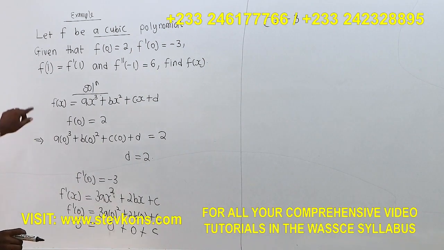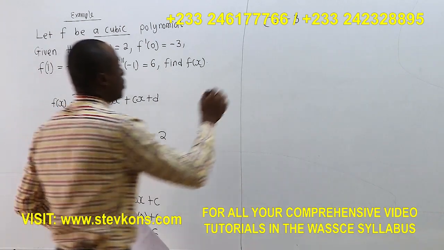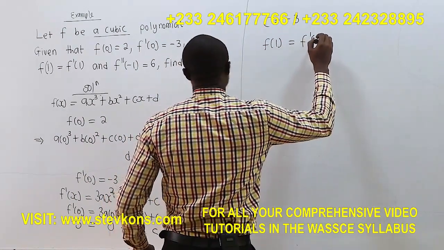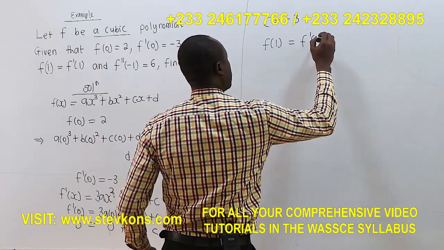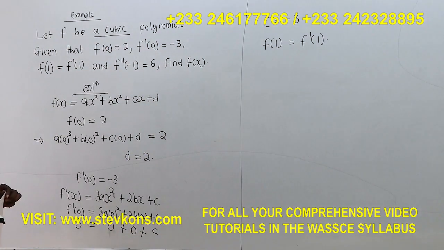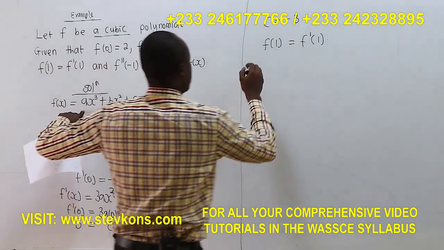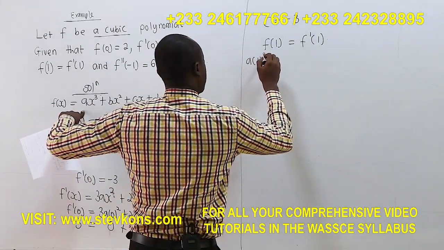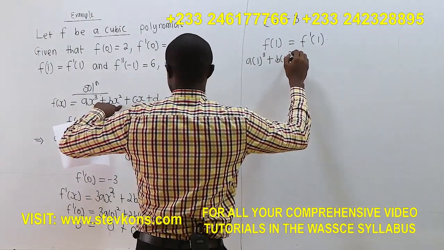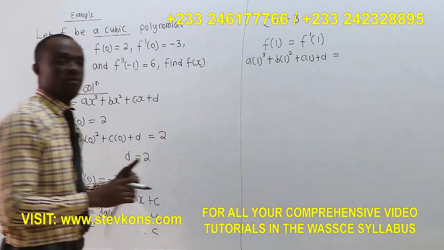Now, we have also been given that f of 1 is equal to f prime of 1. Now, what is f of 1? Here, wherever we see x, we put 1 over there. So putting 1 here, we have a times 1 to the power 3 plus b times 1 to the power 2 plus c times 1 plus d, equal to f prime of 1.